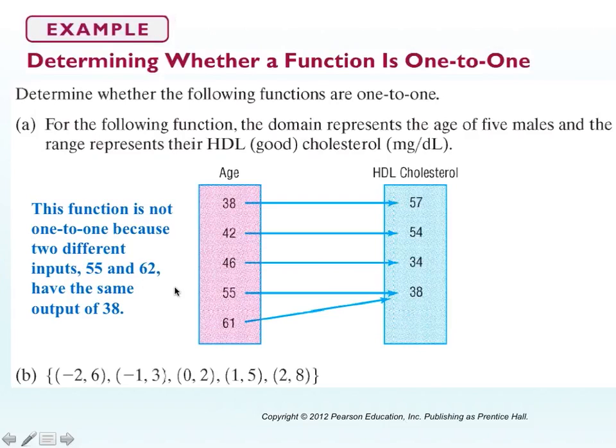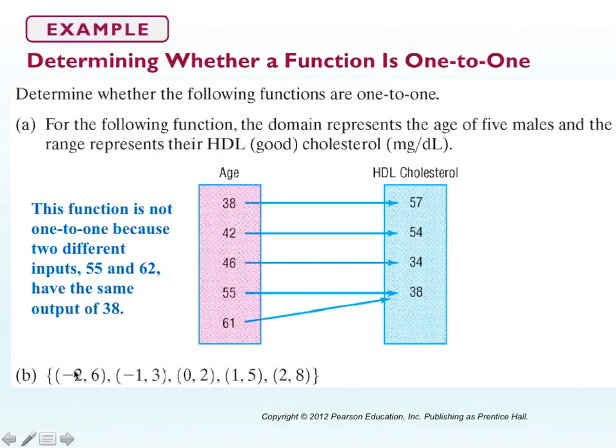This function is not going to be one-to-one because of these two people. So these two different inputs have the same output. We need each input to have its own output. So this one is not a one-to-one function. It's a function, but not a one-to-one function.